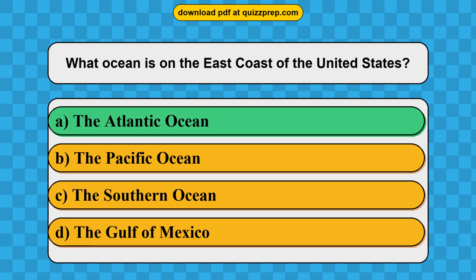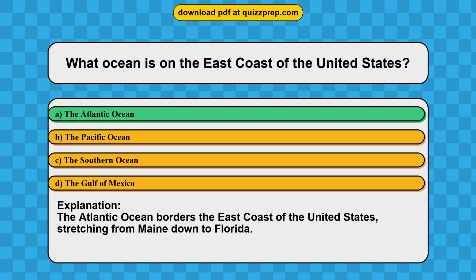The correct answer is option A. The Atlantic Ocean. The Atlantic Ocean borders the east coast of the United States, stretching from Maine down to Florida.